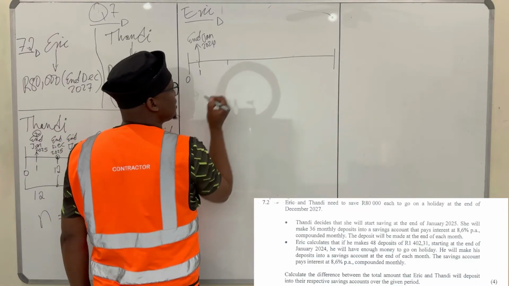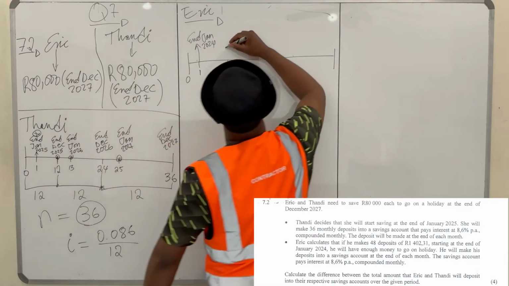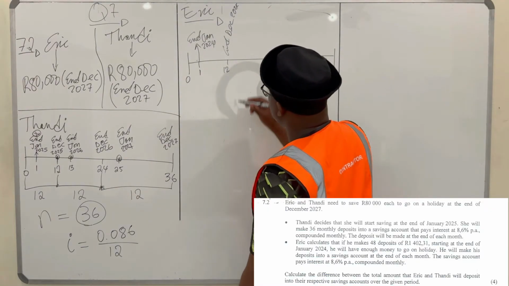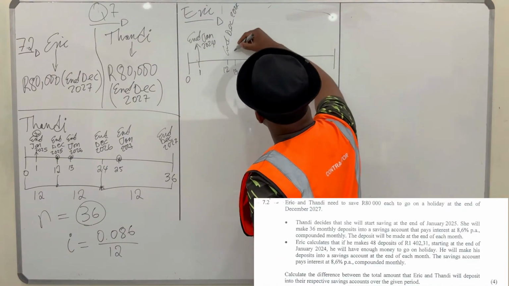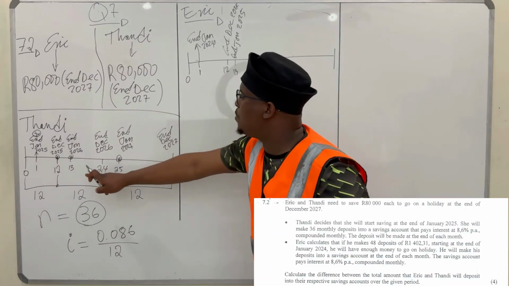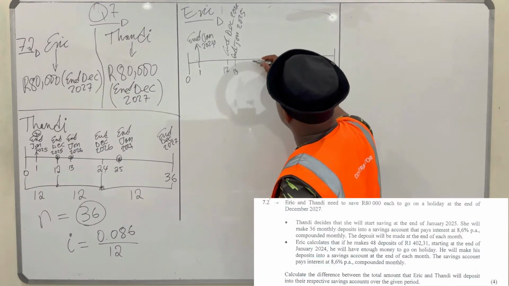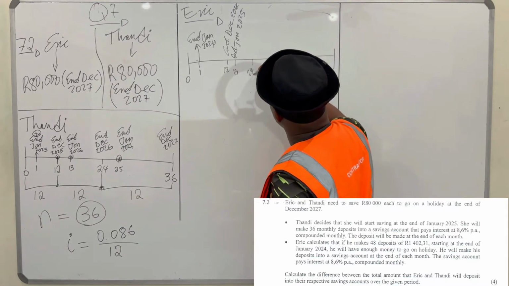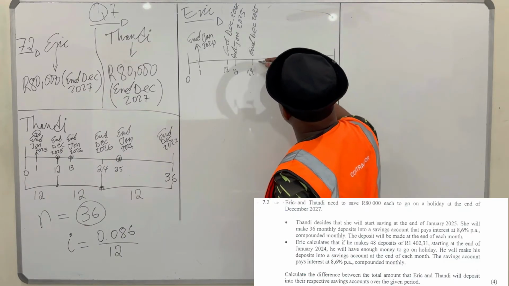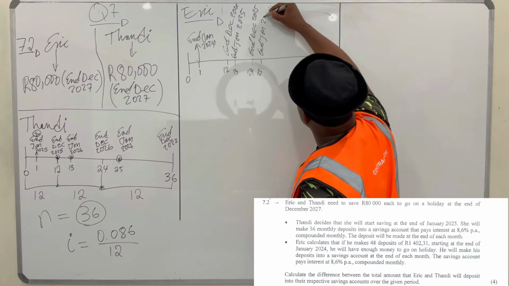And then his 12th deposit will be made at the end of December 2024. His 13th deposit will be made when? At the end of January 2025. So when Tandi will be making her first deposit, Eric will be making his 13th deposit. So his 24th deposit will be made at the end of December 2025. His 25th deposit will be made when? At the end of January 2026.